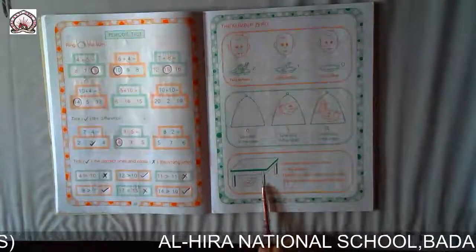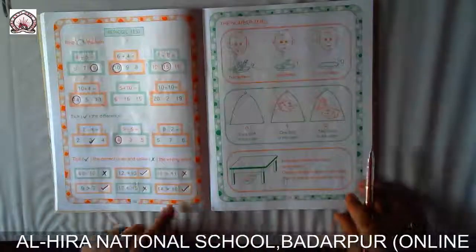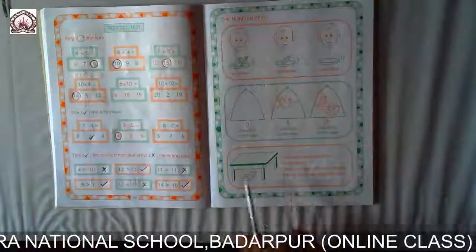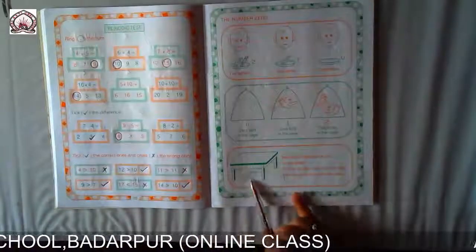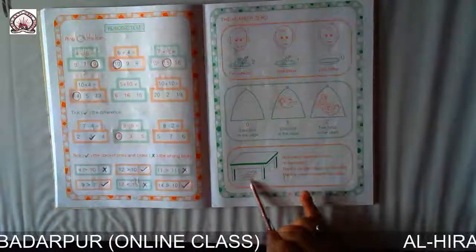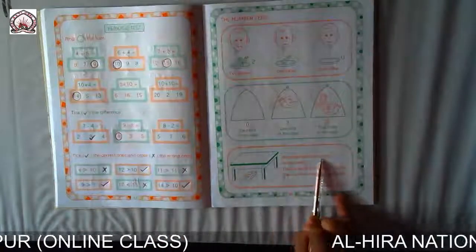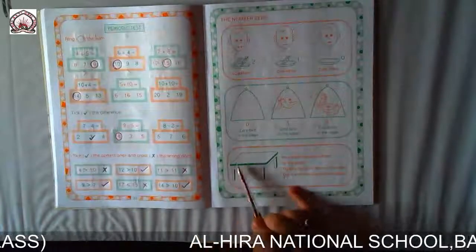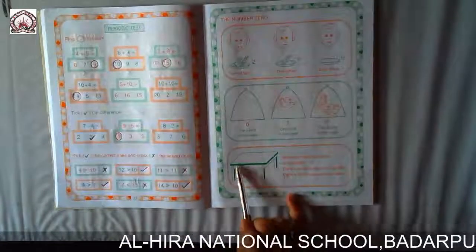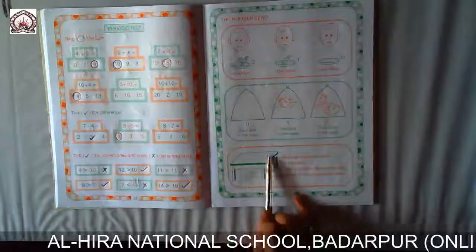Next one, table. See the next picture properly, page number 33. You can see here a table. So under the table what do you find? Book. So that is under the table. How many books are there on the table, on the top of the table? Can you see any books on the top of the table?